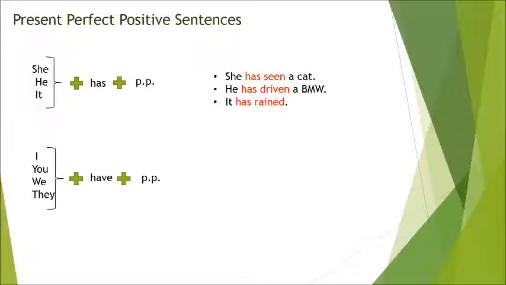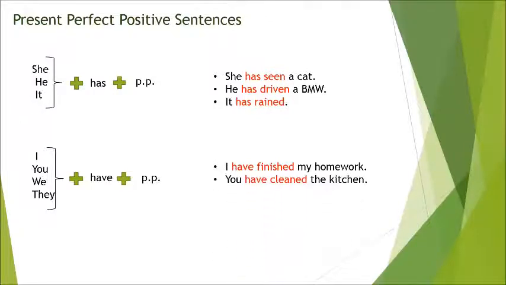For I, you, we, and they use have and PP form of verb, like these examples. I have finished my homework. Finished is the PP form of finish. You have cleaned the kitchen. Cleaned is the PP form of clean. We have had breakfast. Had is the PP form of have. They have read the magazine. Read is the PP form of read.